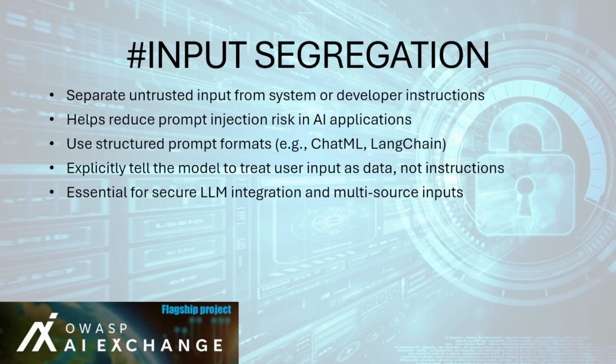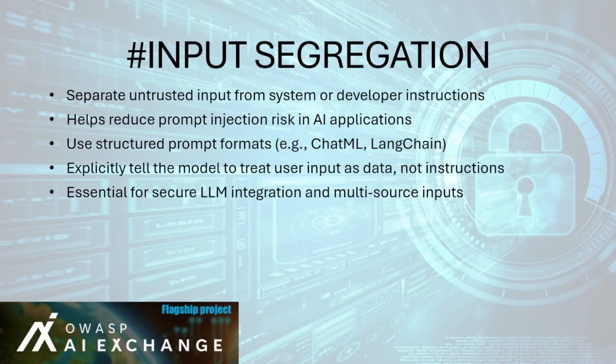Why does this matter? LLMs interpret everything in the prompt, both trusted setup instructions and user input, as natural language. If this boundary is blurred, malicious content from the user can be mistaken as an instruction. Segregating inputs makes this boundary explicit, reducing the chance of the model being tricked into unsafe behavior.